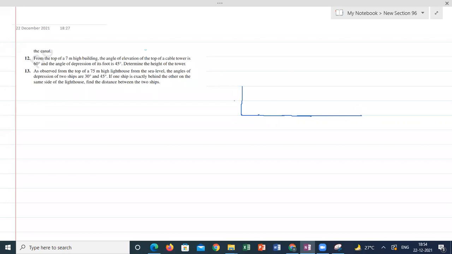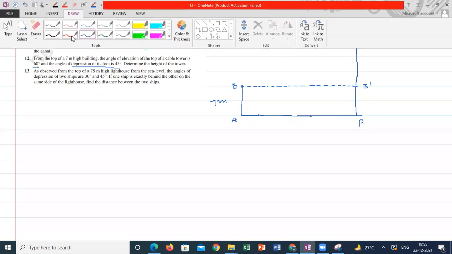One is a building of height 7 meter. Suppose I am taking AB as a building of height 7 meter and a cable tower, we don't know the height. If I take the horizontal line from B, it meets the cable tower at B dash, where PQ is the cable tower. From the top of the building, he is observing the top of the cable tower. The angle of elevation of the top of the cable tower is 60 degrees and the angle of depression is 45 degrees.